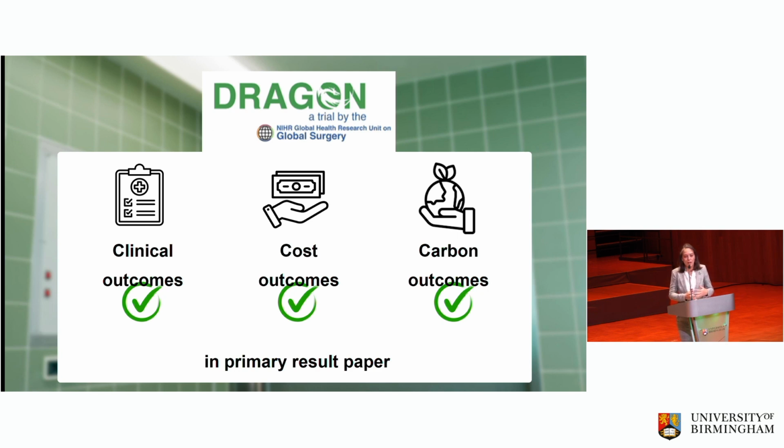But for the Dragon trial, which is looking at reusable and disposable drapes and gowns, we're looking to achieve these clinical, cost, and carbon outcomes all within that primary result paper, thus eliminating that delay that has been between finding the clinical outcomes, the cost, and the carbon. We're finding them all at the same time. So hopefully that means that we can further reduce that gap from generating evidence to introducing the intervention into clinical practice. And this should hopefully apply to other types of PPEs as well.